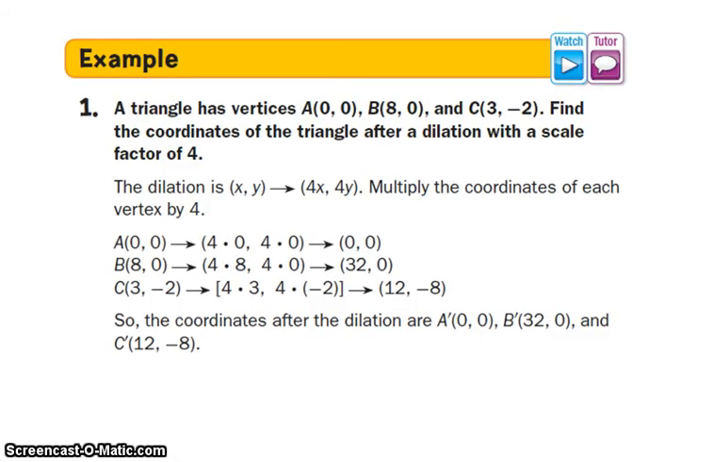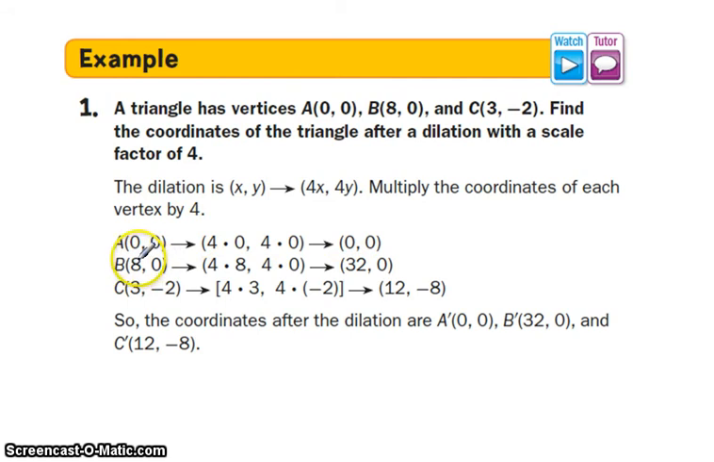Let's take a look at an example. It says the triangle has vertices A, B, and C. Find the coordinates of the triangle after a dilation with a scale factor of 4. So if we have a scale factor of 4, that means that since it's greater than 1, it's actually going to be an enlargement. Okay, we're going to make our figure bigger. Again, all we have to do is take our points and multiply each point by 4. So A is 0, 0. We take 0 times 4 and 0 times 4, which gives us 0, 0. That point's going to stay the same.